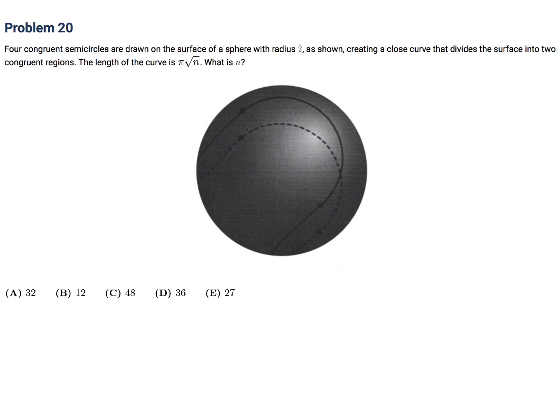4 congruent semicircles are drawn on the surface of a sphere with radius 2 as shown, creating a closed curve that divides the surface into 2 congruent regions. The length of the curve is pi times root n. What is n? So they have drawn this in nicely, and this is a curve.